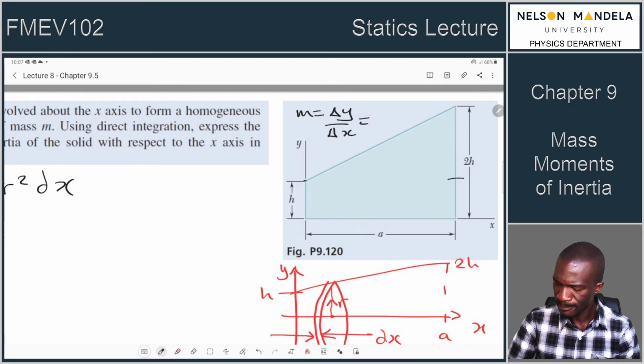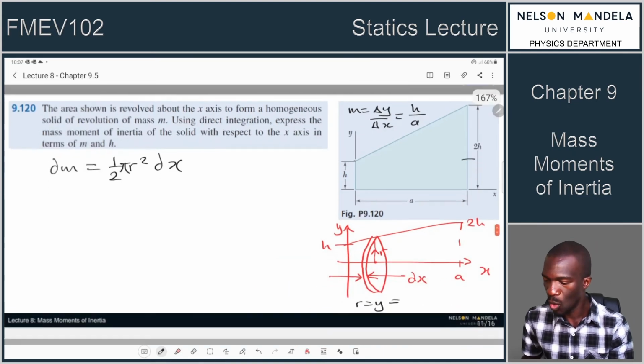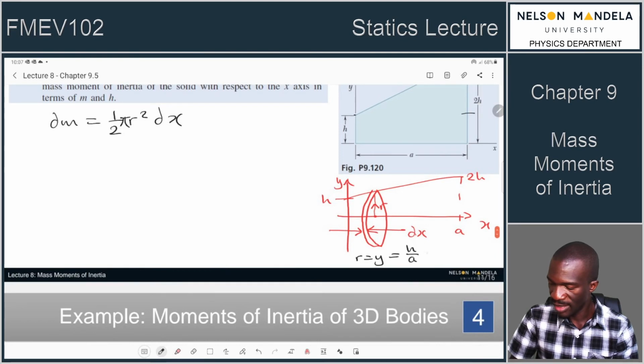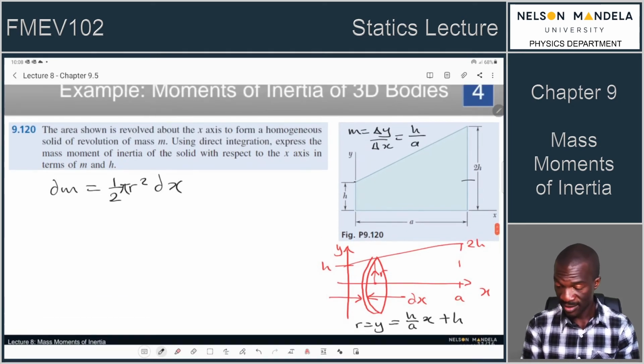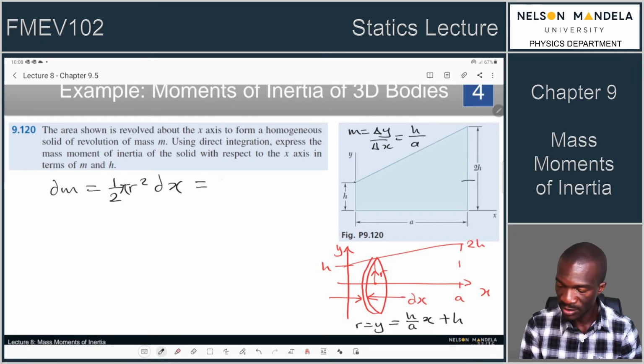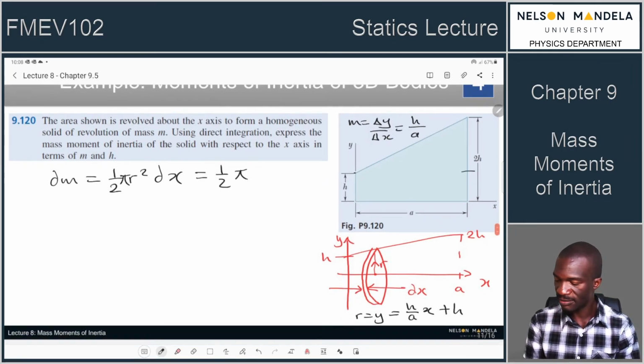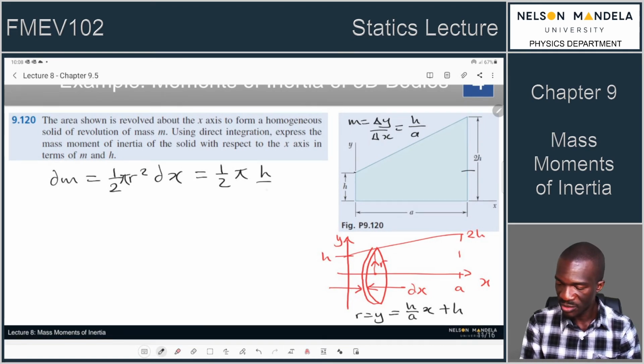okay, so it's actually an h then. So it's just an h over what? An h is 2h minus h. So it's an h over the a. So this is equal to h over a. That's our slope. So obviously this would be h over a multiplied by x plus the h, which is the intercept. So obviously this is now equal to half of pi multiplied by this function h over a x plus h squared dx, right?